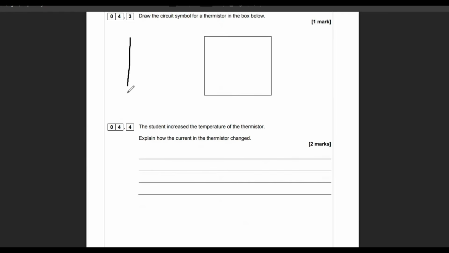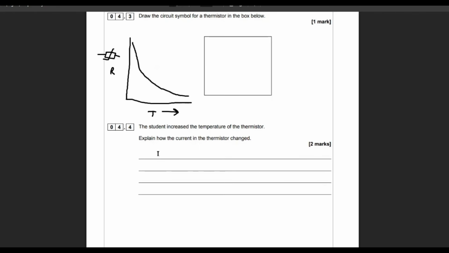Okay, well, here's our thermistor. Thermistors have a little graph you have to know off by heart, and you have resistance there and temperature there. Essentially, as the temperature increases, the resistance goes down. So the student increased the temperature of the thermistor. Explain how the current changed. So think about it. As the temperature gets hotter, what happens to the resistor? You have to know this graph off by heart for a thermistor. It's identical for a light dependent resistor. So learn it, put it on a revision card.